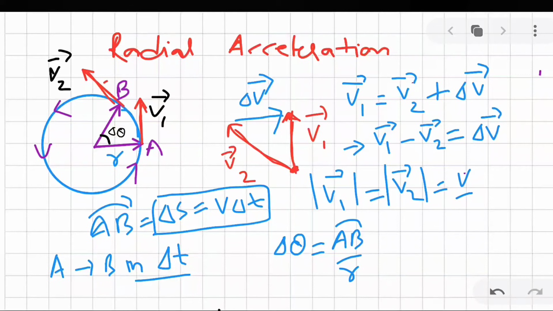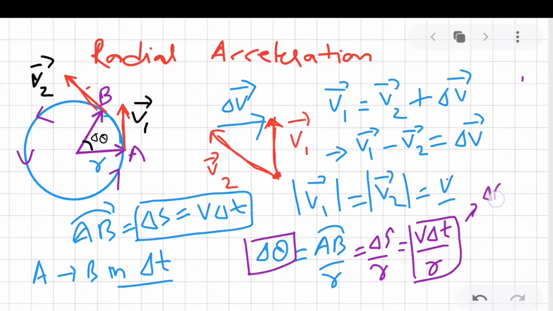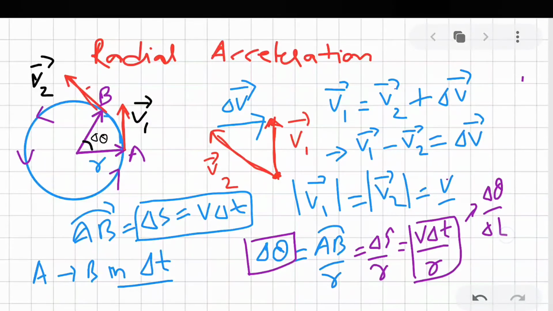So what is AB? AB is delta S, so this is delta S divided by R. And delta S is V delta T, so this is V delta T divided by R. From this, delta theta is equal to V delta T by R. So I can write this as delta theta by delta T is equal to V by R. This is one relation.